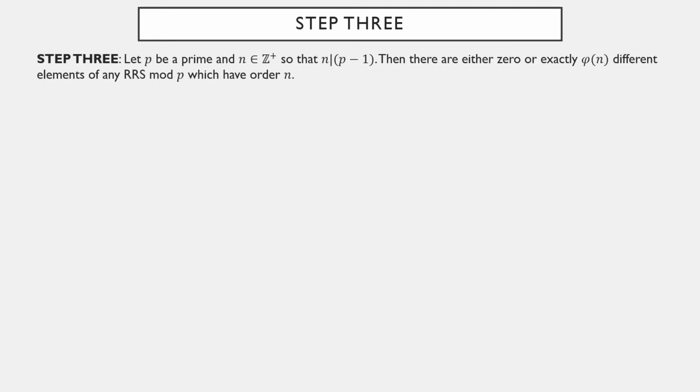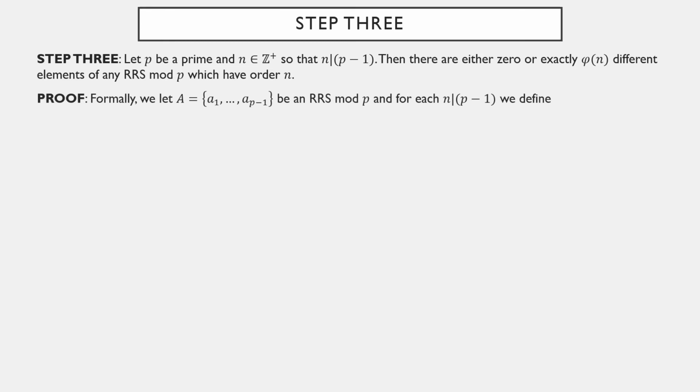On to step 3. Let p be a prime and n be a factor of phi of p. Then either there are 0 or exactly phi of n different elements that have order n. So let's try to keep track of what's what here. Okay, so let's take capital A to be a reduced residue system mod p. How many elements does a reduced residue system have?